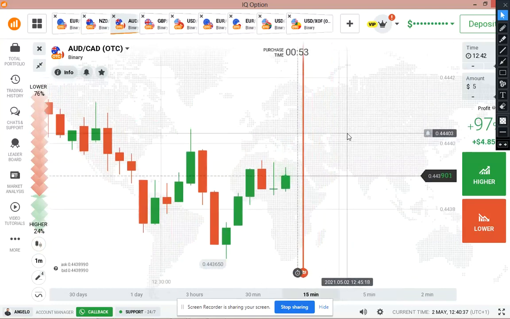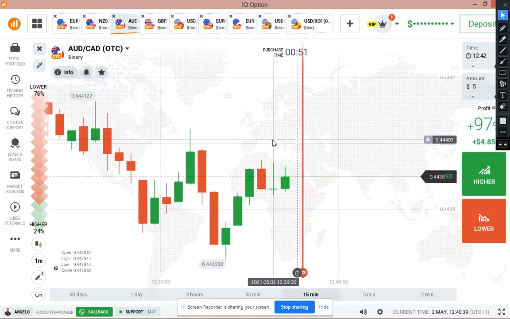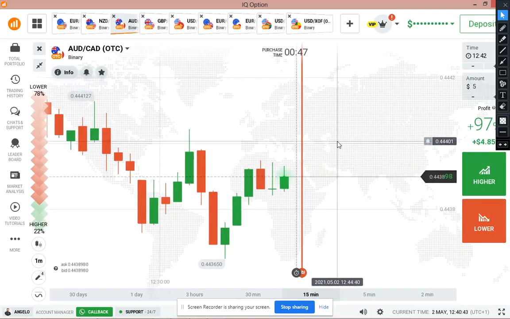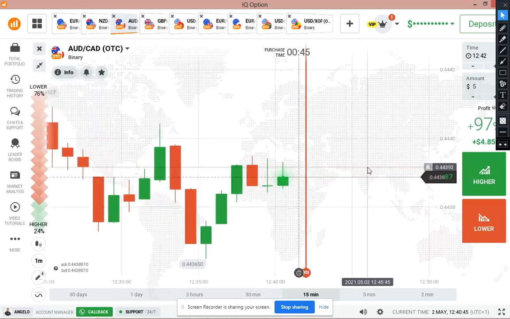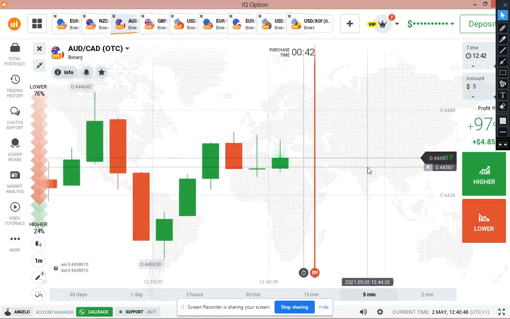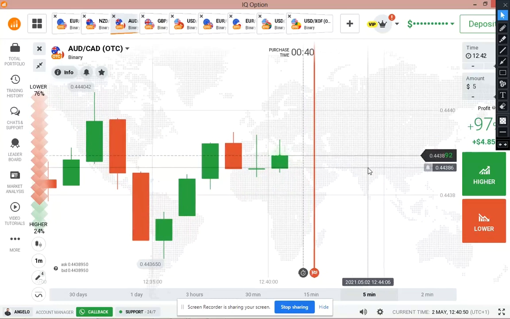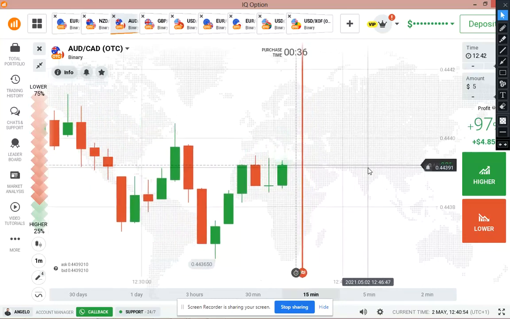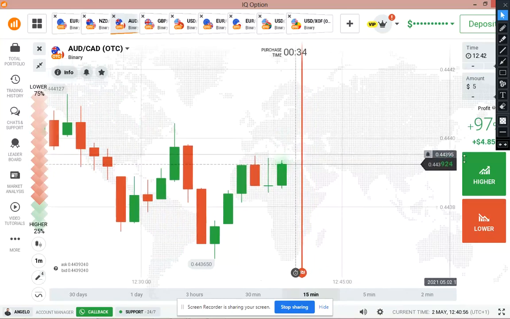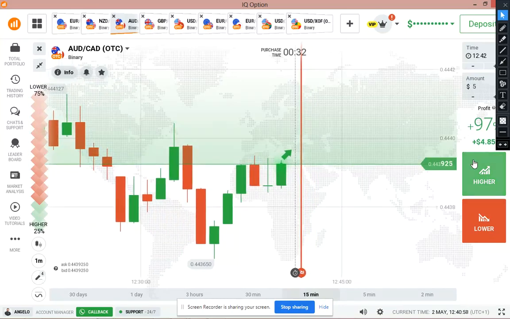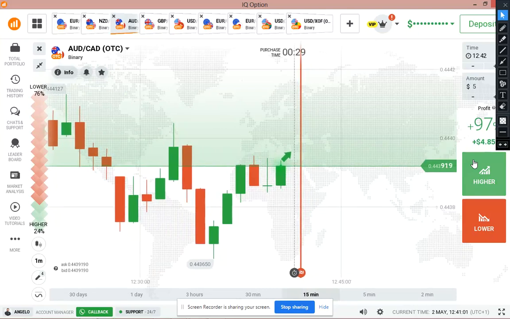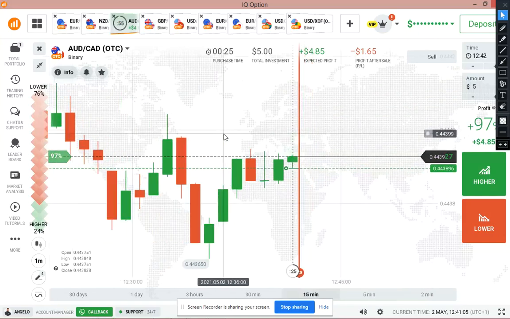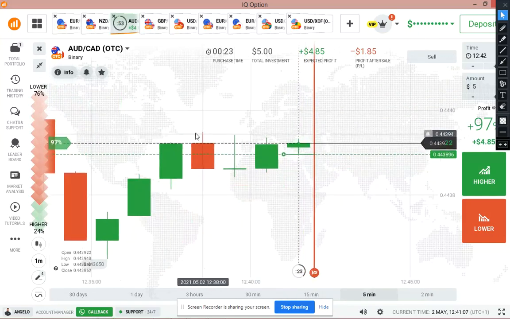Minor uptrend. Please call option because this is minor bullish trend.